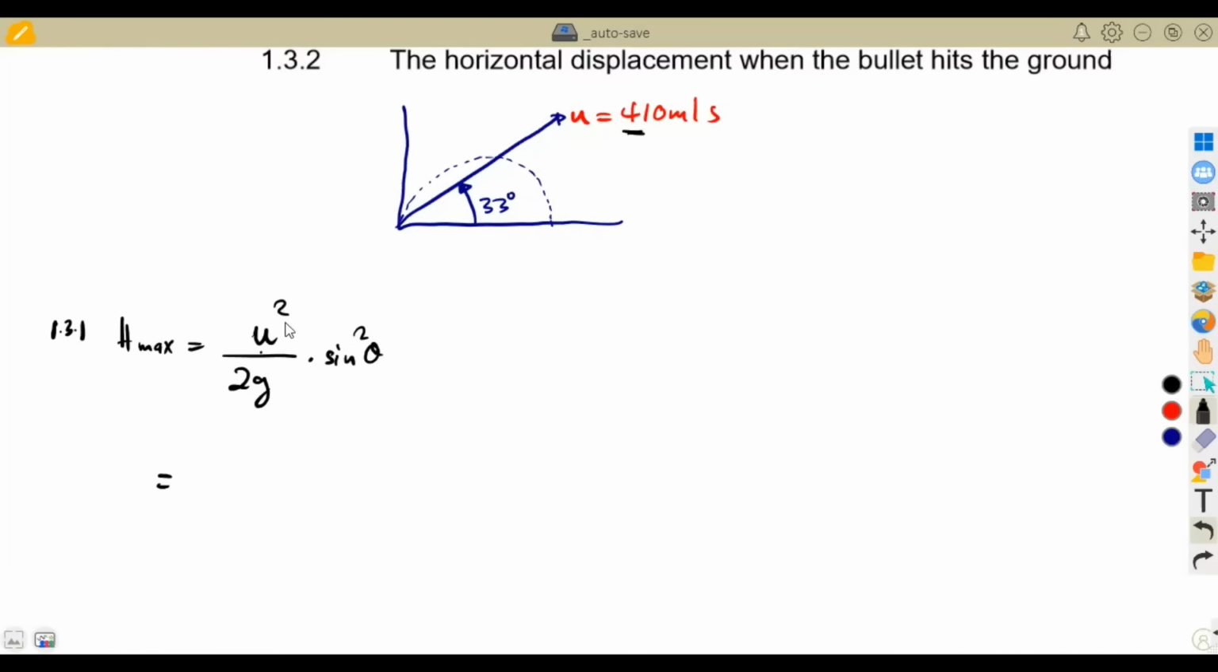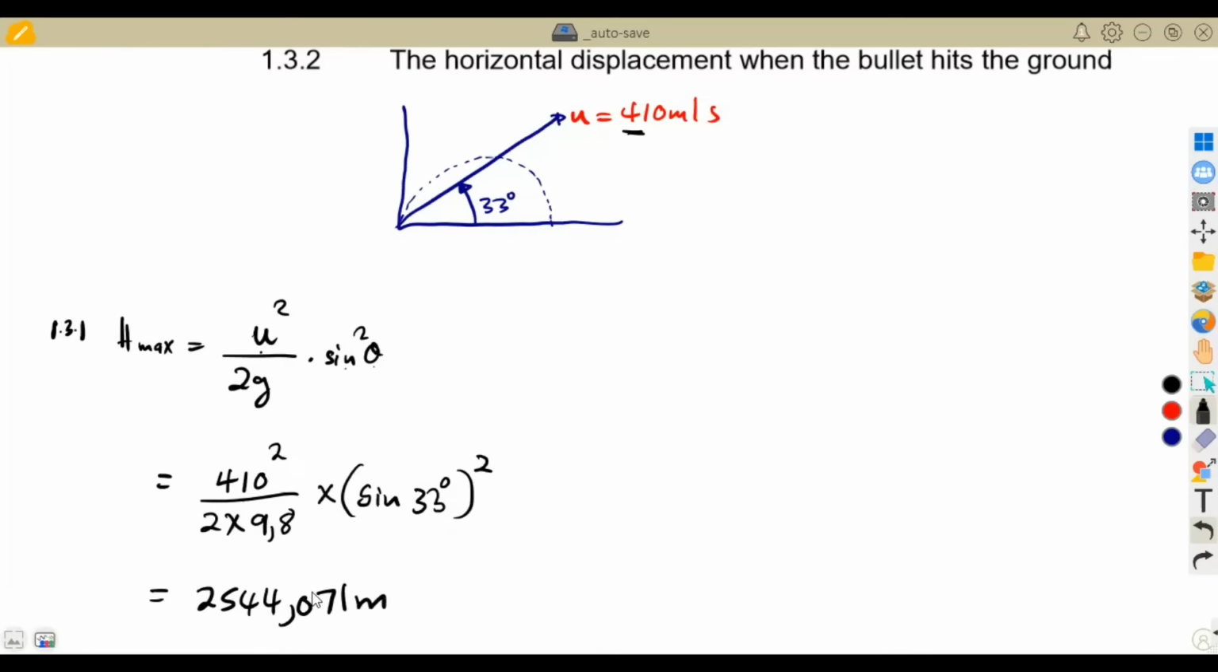So meaning to say you are going to have u squared, which is 410 squared over 2 times g, our gravitational acceleration of 9.8, times sine theta squared, means the sine of the angle, sine 33 degrees, everything squared like this from your calculator. You're going to use this as a squared. All right, so if you simplify properly, you're going to obtain 2,544,071 in meters, of which you can write in kilometers if you want.